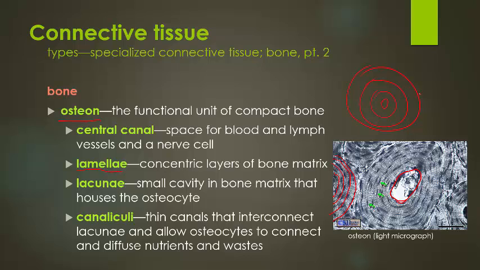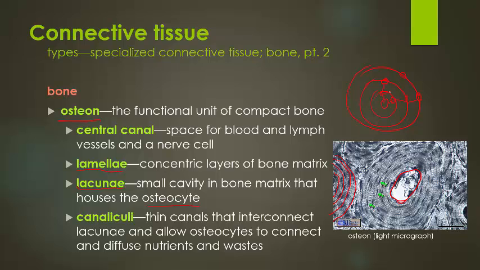And then right here between the lamellae, that's where we find the osteocytes living within their lacunae. So that's what the arrows are pointing to. Those three green arrows are pointing out the lacunae with the osteocyte inside. And then interconnecting the lacunae, we see little canals called canaliculi that connect all the way back to that central canal.